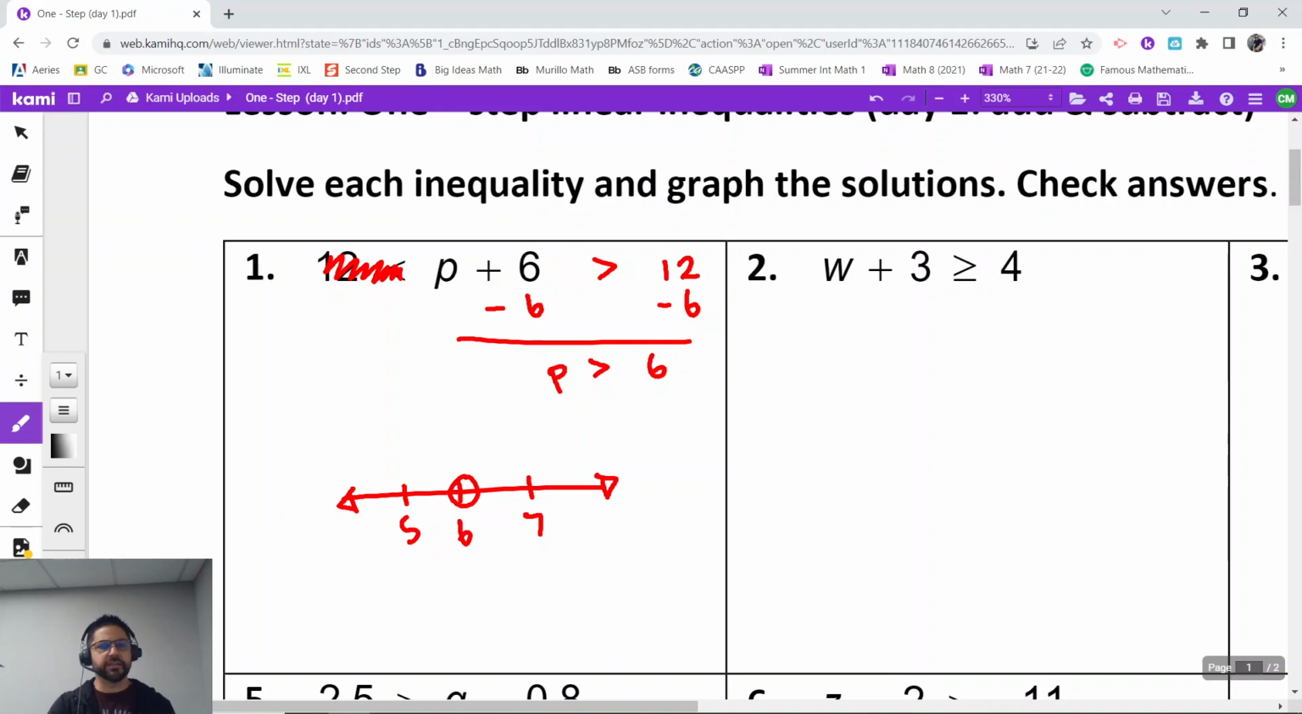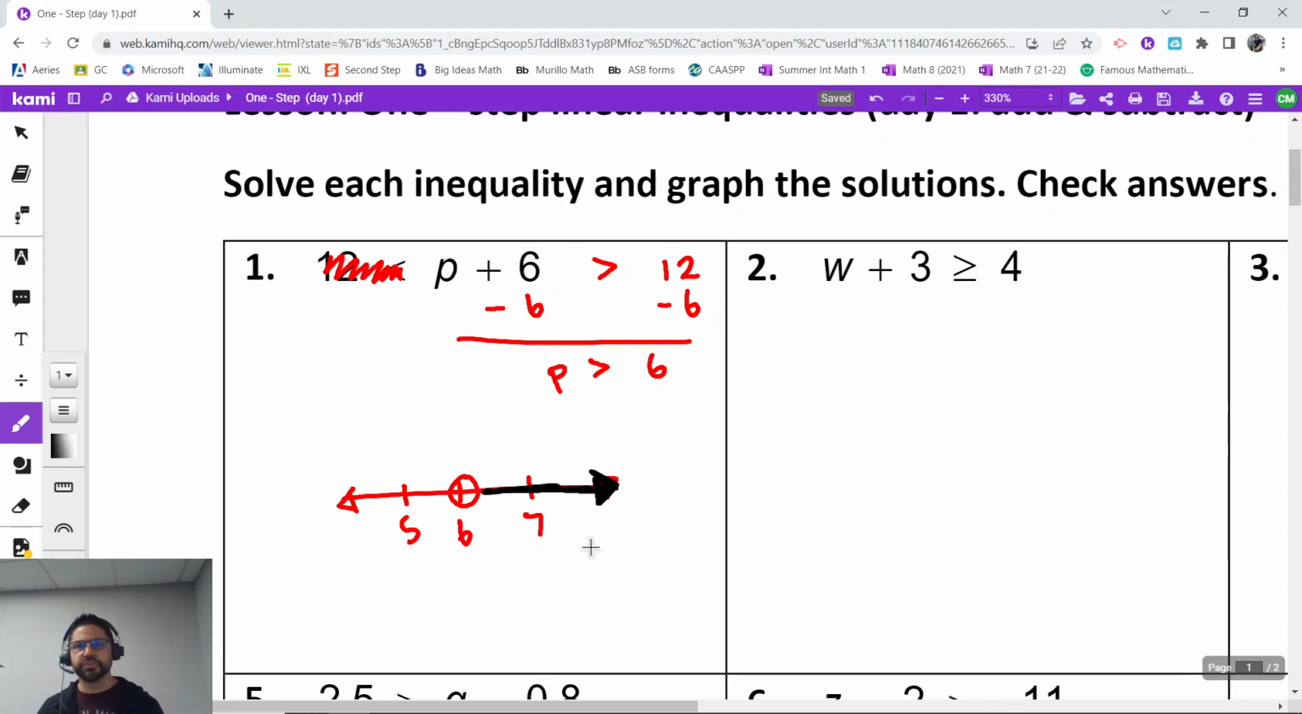And then shading. So I'm going to grab a second color. So again, you can do your pencil and make it a little bit darker. You can raise it up, whatever you'd like. P is greater than 6. Well, 7 is greater than 6. So I'm going to shade it to the right. Again, just make it a little bit darker or use a second color. You can use a highlighter if you'd like as well.